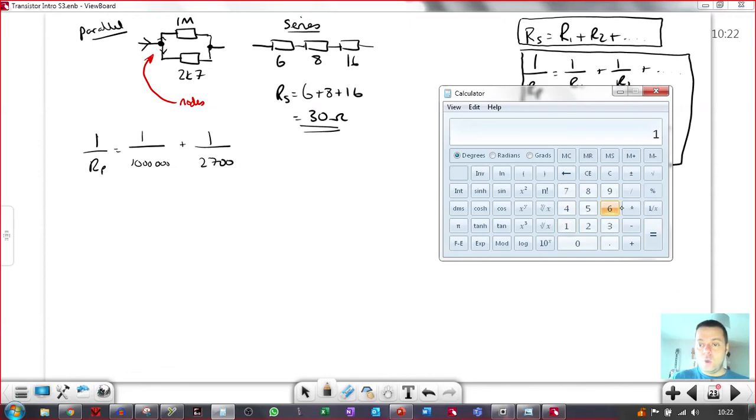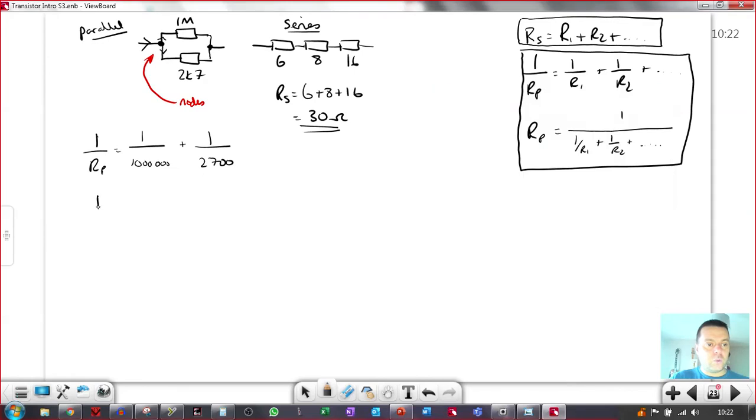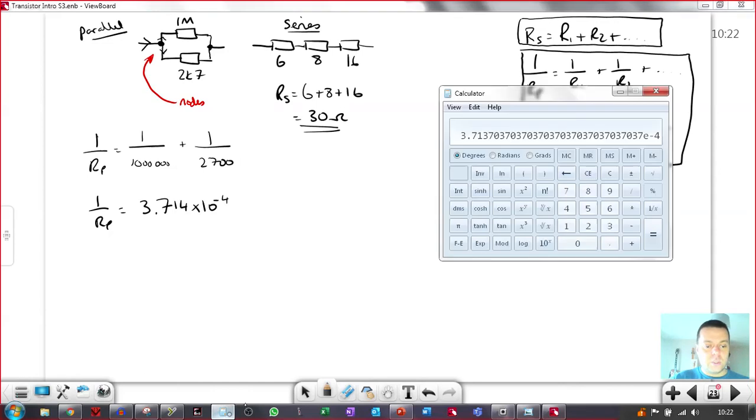So I'll go 1 divided by 1,000,000 equals that. And then I add that to 1 divided by 2,700 equals 3.714 times 10 to the minus 4. So 1 over Rp equals 3.714 times 10 to the minus 4. That's what it said on my calculator. That's what that E means.